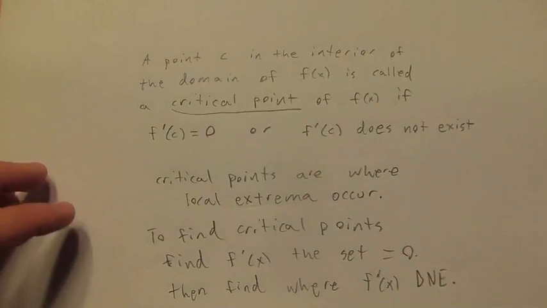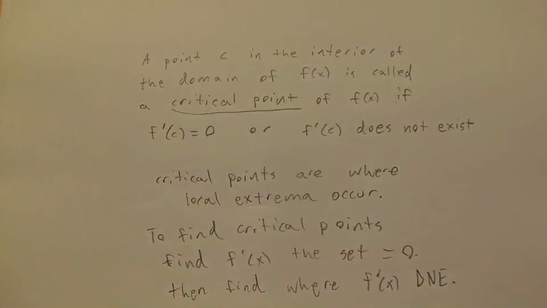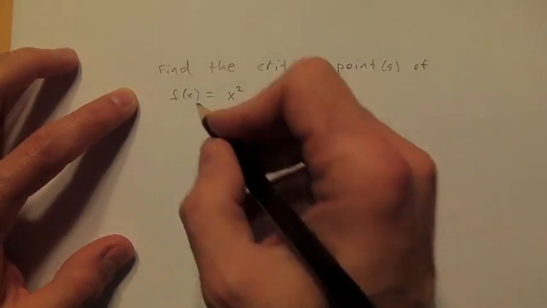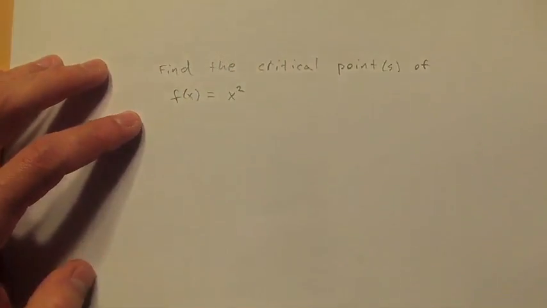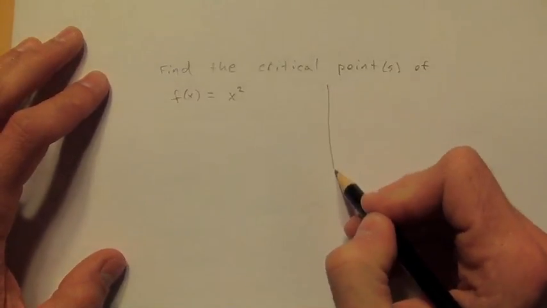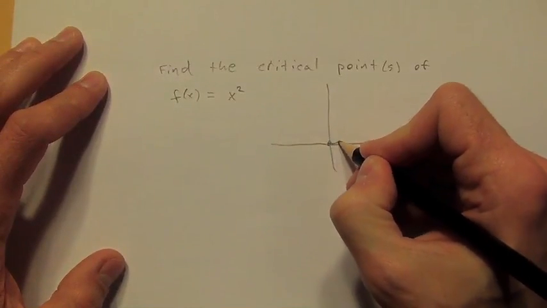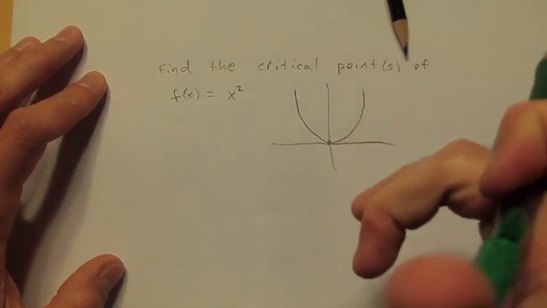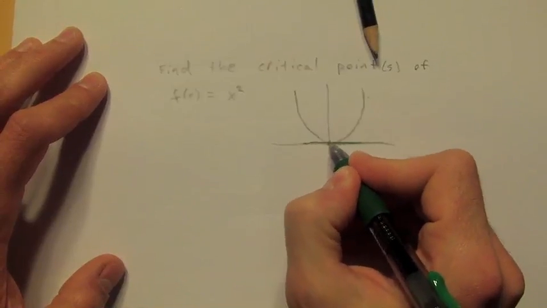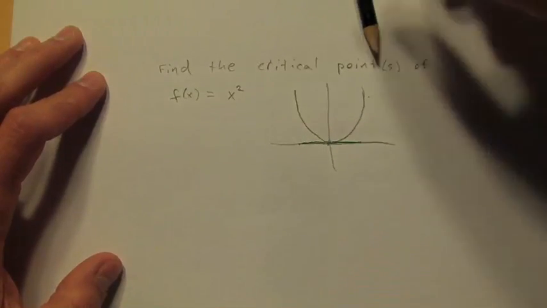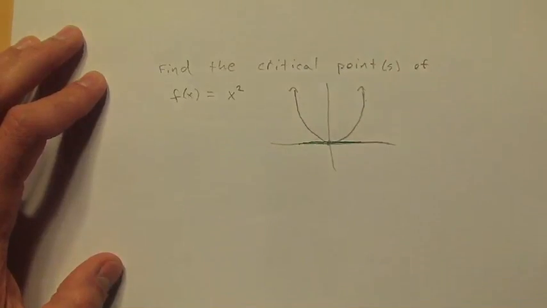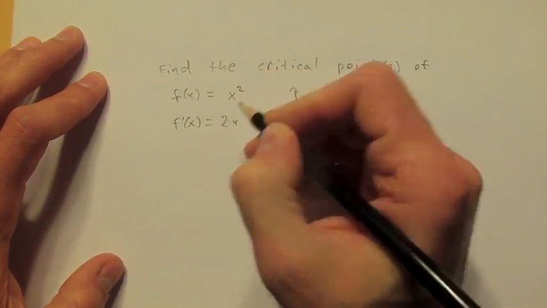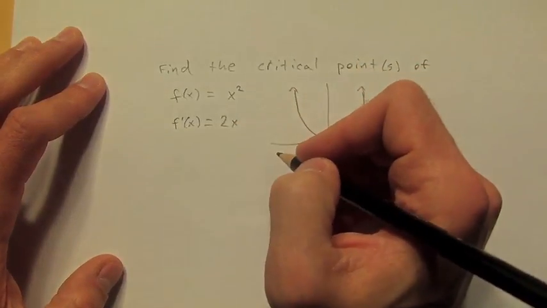Alright, so let's look at an example of how you might do this. A really simple one to start with. Let's find the critical points of the function f of x equals x squared. Something very simple, but something where we already know the answer. x squared looks like this, and we already know that it has a global max here at 0. So what we're going to do is take the derivative and set it equal to 0.